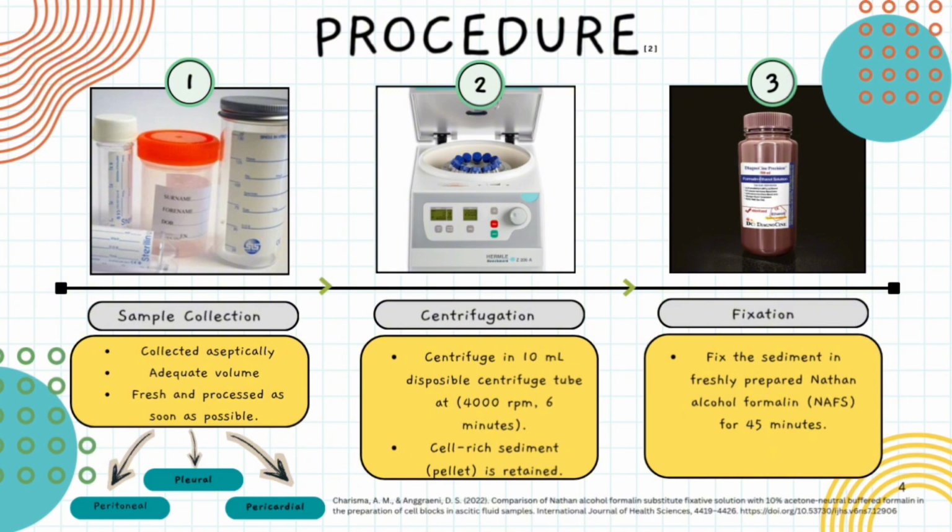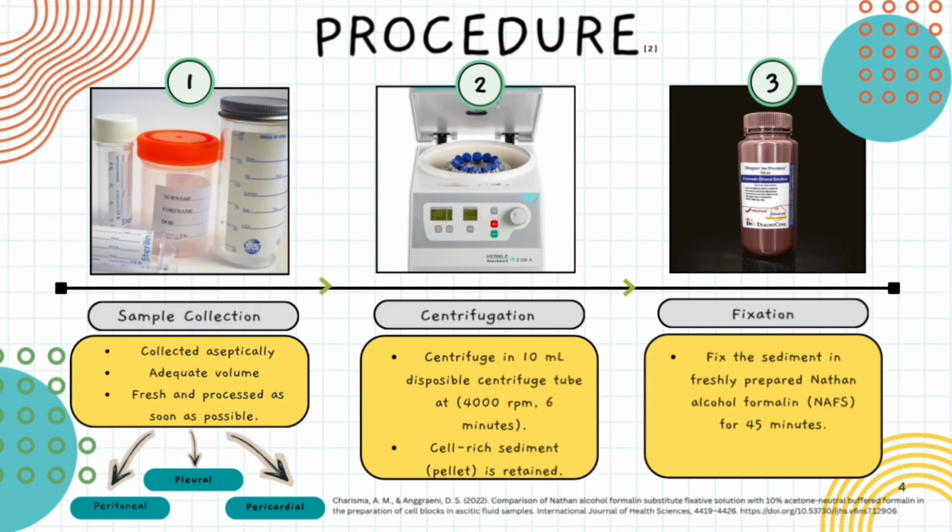Firstly is sample collection. The serous fluid sample is collected aseptically in an adequate volume and processed as soon as possible to minimize contamination, cellular degradation, and autolysis. Common specimens include pleural, peritoneal, and pericardial fluids, which are frequently submitted for evaluation of malignant effusions. Second is the centrifugation process.